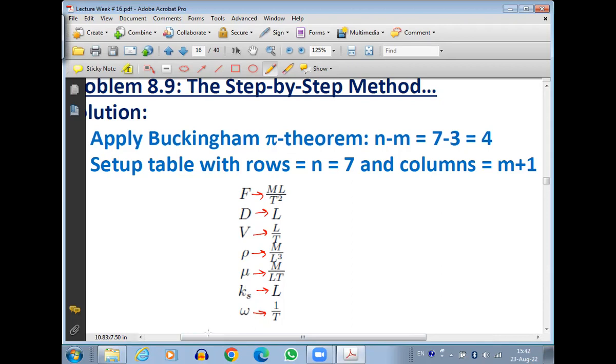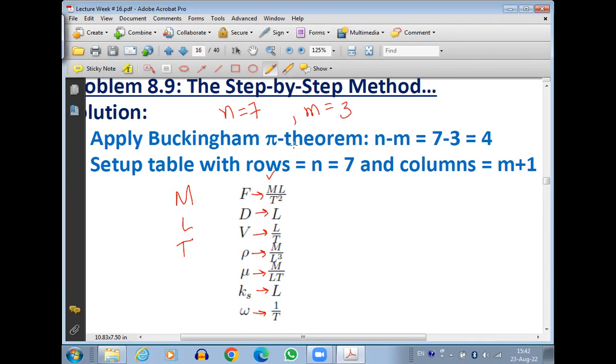So these are the dimensions here. Now let's see how many basic dimensions we have. We already established that n is equal to 7. Now m is the number of basic dimensions. If you look here, we have M, L, T, then L, T, M, L, T, L, T. So it's just M, L, T, 3 basic dimensions. So our m will be 3.